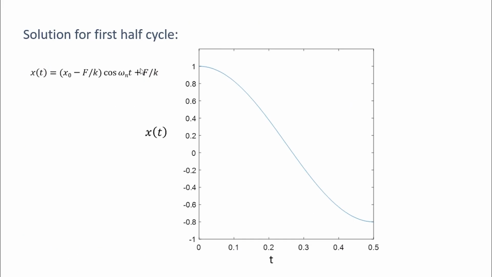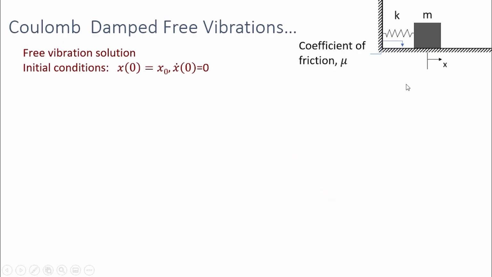The solution for the first half cycle looks like this. This is a cosine function with an amplitude equal to x naught minus F by k, and this cosine function is shifted in the positive x direction by an amount F by k. The velocity was 0 at the starting of the first half cycle, that is the initial velocity, and at the end of the first half cycle also the velocity is equal to 0. Now let's see the solution in the second half cycle.